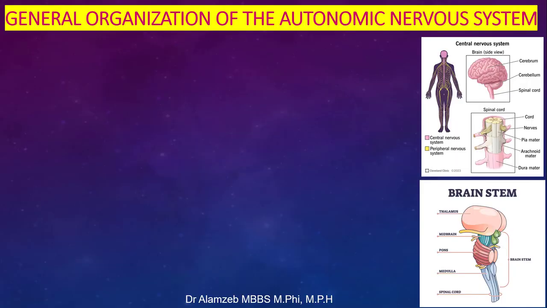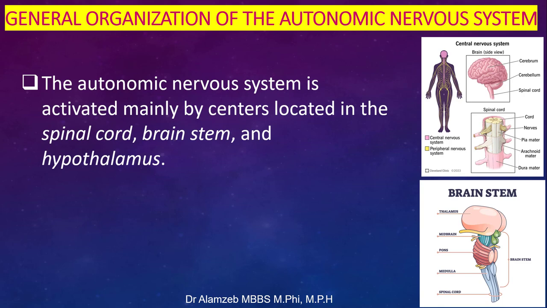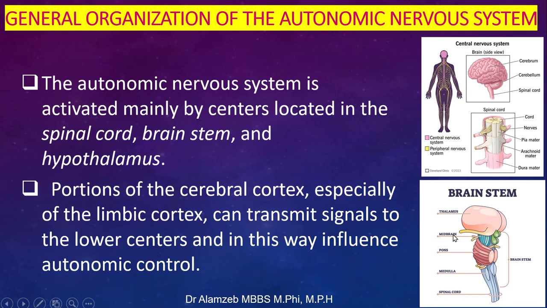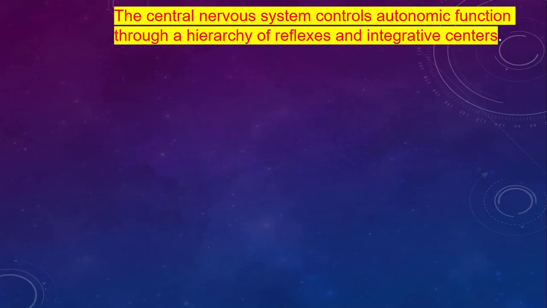The autonomic nervous system is activated mainly by centers located in the spinal cord, brainstem, and hypothalamus. Portions of the cerebral cortex, especially of the limbic cortex, can transmit signals to the lower centers for autonomic control. The central nervous system controls autonomic function through a hierarchy of reflexes and integrative centers.